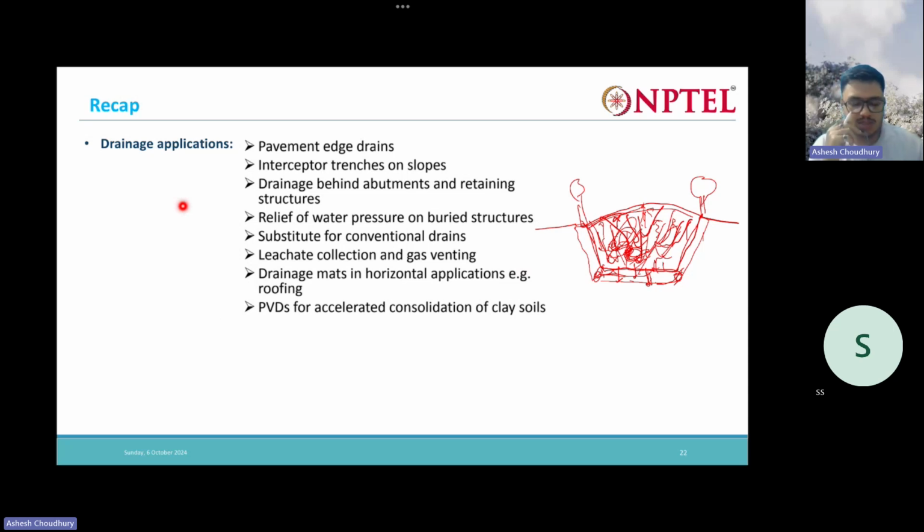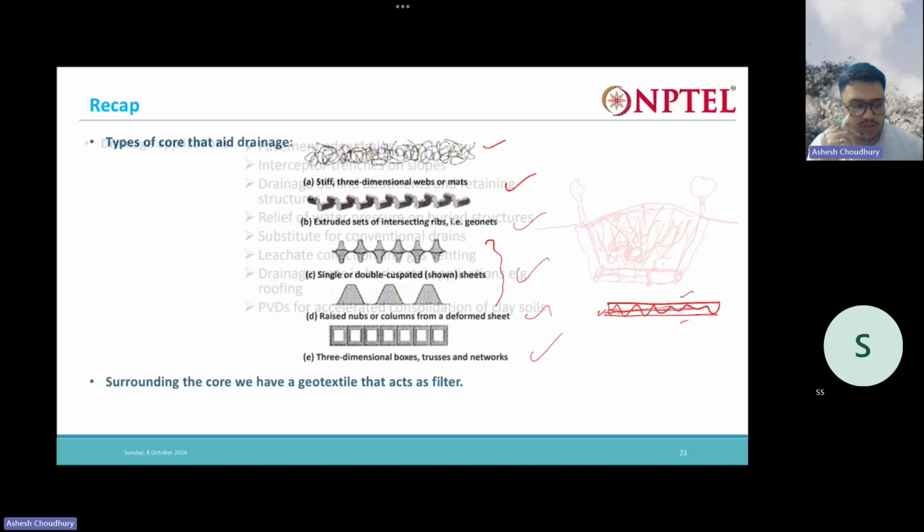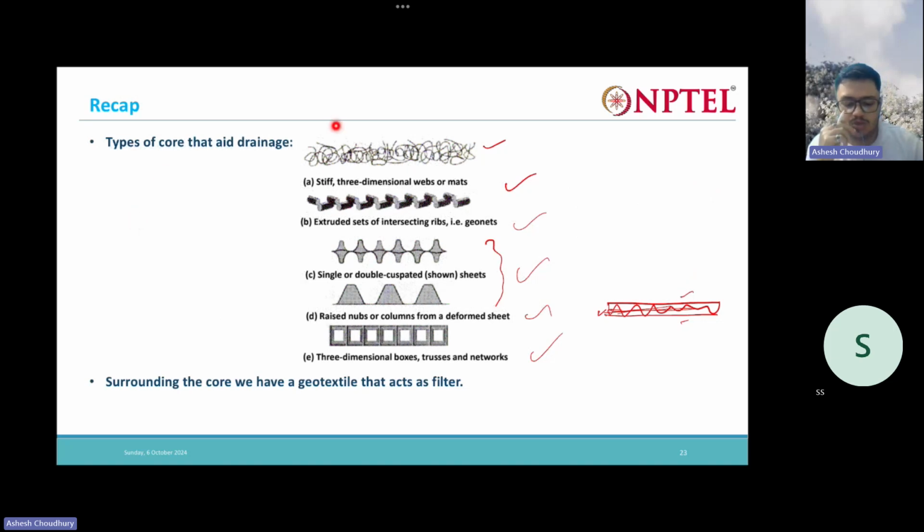Let us see a problem that is given. You can see these are the various cores that we use for drainage purposes. They are made up of various materials, mostly polymers, and the core is sandwiched between other geotextiles, and that core actually carries the water.